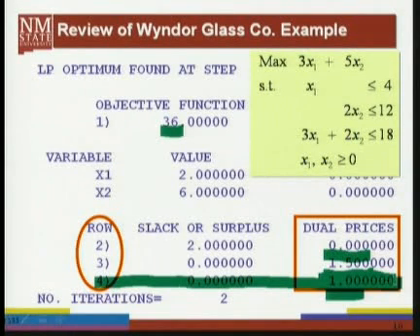Okay, then what if the right-hand side value of the last constraint is decreased to 17 from this value 18? Then what happened to the objective function value? The objective function value currently is 36, but it becomes 35, right? Because the objective function value will be decreased by this much.